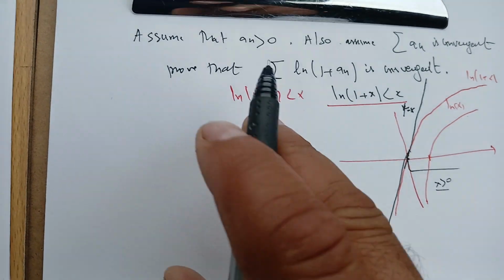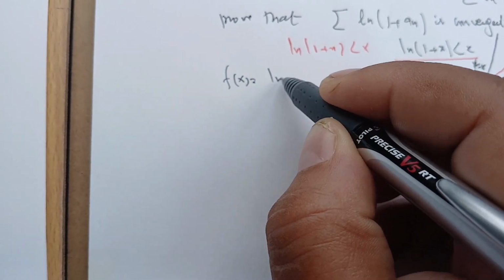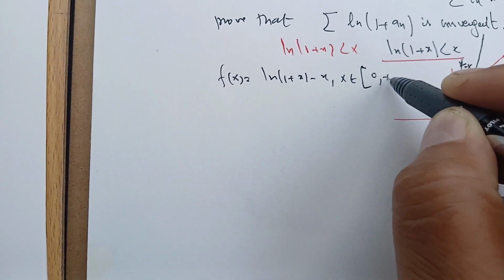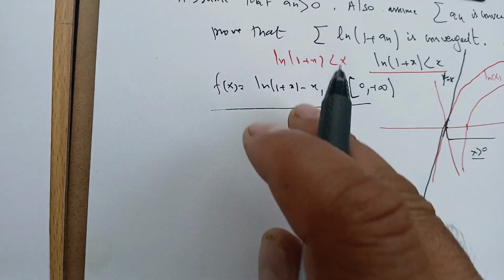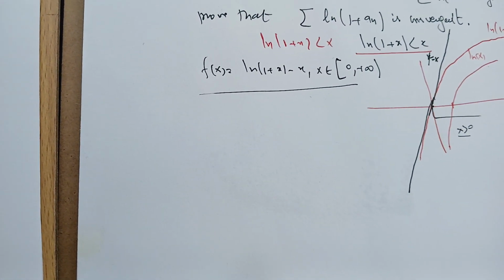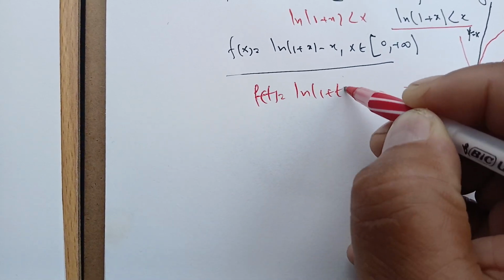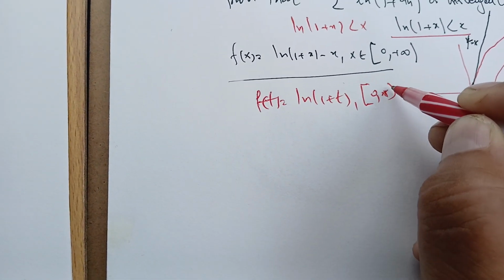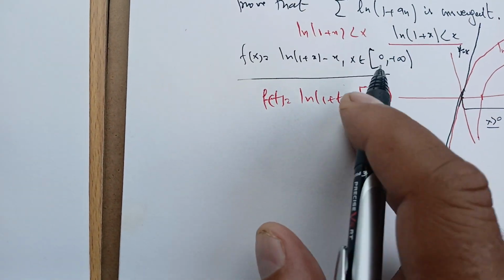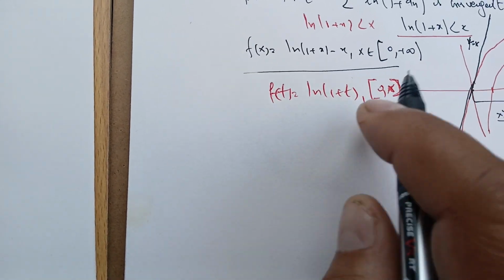There are many ways to prove this result. We can get the function f of x equals ln of 1 plus x minus x, with x in the interval 0 to plus infinity, and study this function to get this conclusion. But for us, we're going to use the mean value theorem. So for that, let's define the function f of t equals ln of 1 plus t on the interval 0 to x, where x is positive. According to the mean value theorem, this function is continuous on 0 to x and also differentiable on 0 to x, not including the 0 and the x.